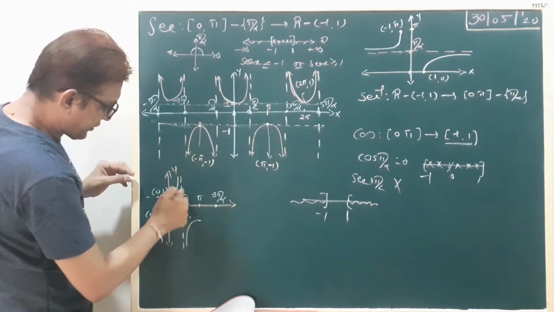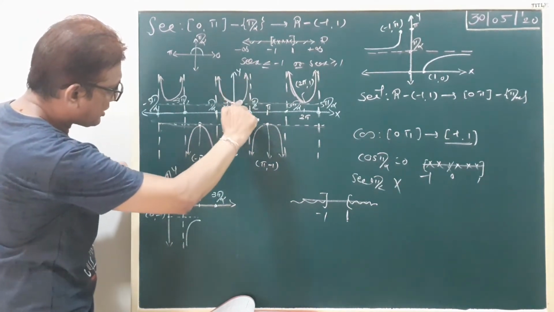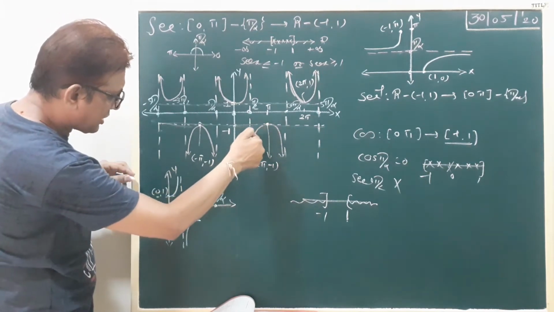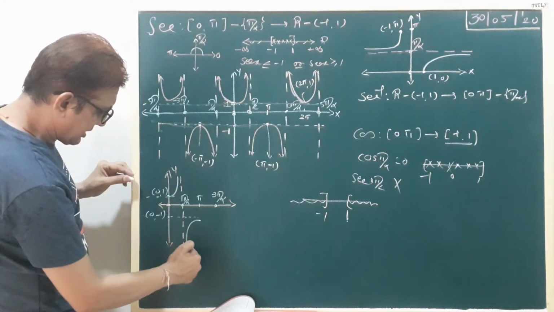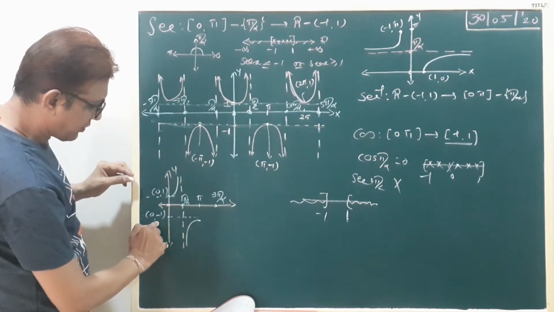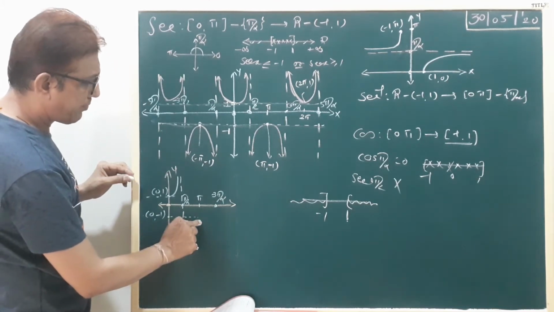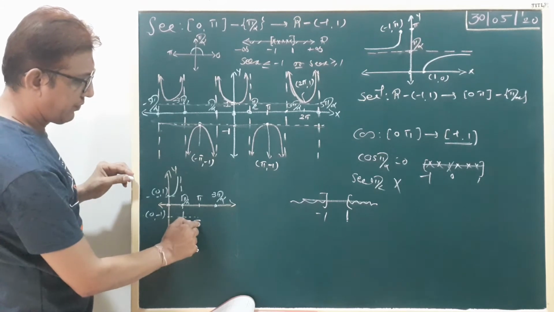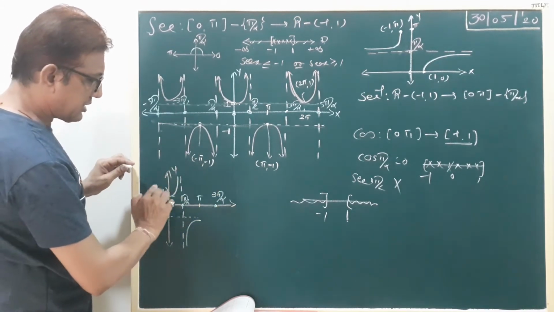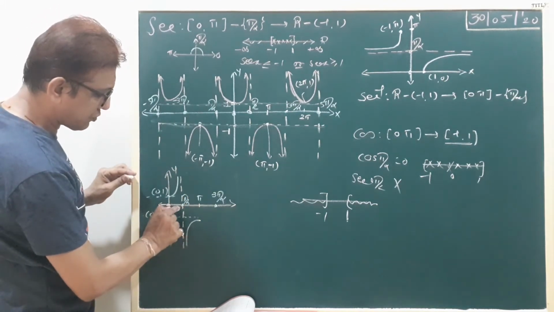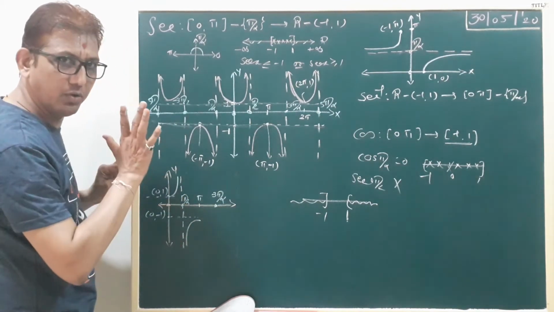Here pi by 2 dotted, and this portion here 0, 1. Okay, 0 and minus 1 on the y-axis. You can write also here pi, minus 1. Clear? Okay, this is your sec graph of the limited domain 0 to pi minus pi by 2.